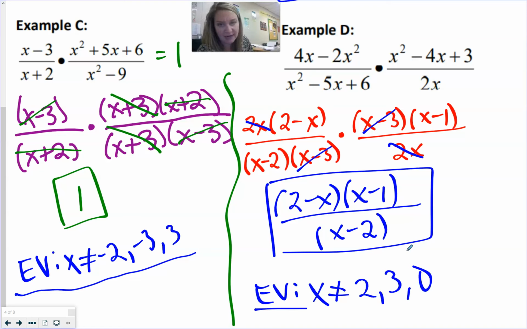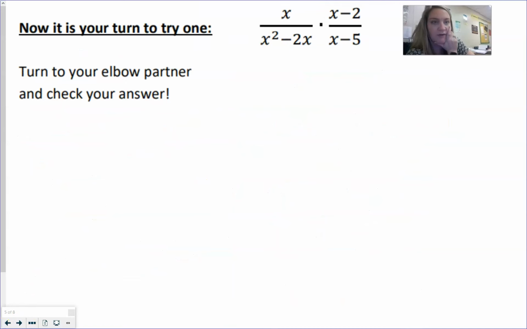So right now it seems kind of silly, but I promise you it's gonna make sense. I just want you to get in the habit of doing it. Okay? So I want you to try one. I want you to try this one. We have x over x squared minus 2x times x minus 2 and x minus 5. So I want you to pause the video, try it, and then come right back.